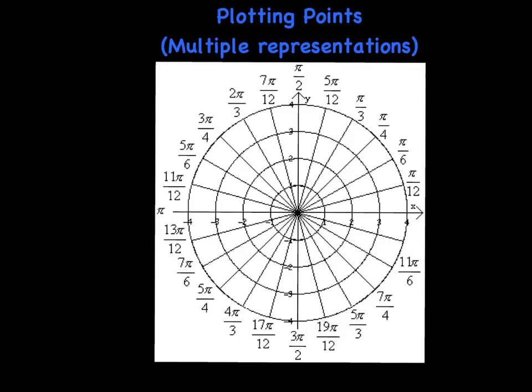Perhaps my favorite part about polars is the way that you can use multiple representations for the same specific point. And I want to throw out the point 3 comma 5 pi over 6. So let's just practice plotting that one. What I'm going to do is extend to the right 3 units on the x-axis, which is going to put me right around here. And then I'm going to rotate counterclockwise 150 degrees or 5 pi over 6 radians, and that's going to put me smack dab right there. So let's put a big fat point right there. Okay, so that's our initial point.